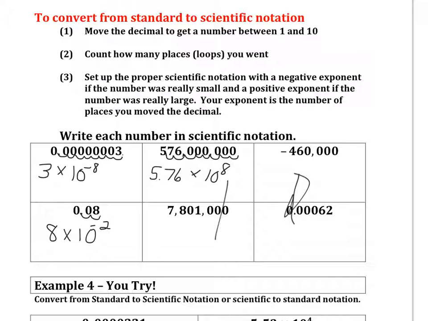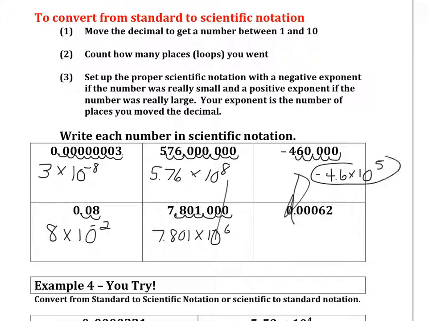Next one, the number is going to be between 1 and 10, so I'm not going to have 78, I'm not going to have 780, I'm going to have 7.801, and I'm going to use all the digits that are not 0, times 10 to the positive 6 because it's a really big number. On the next one, I'm going to have my decimal in between the 4 and the 6, 1, 2, 3, 4, 5. So I'm going to have 4.6 times 10 to the positive 5th, and it just happened to be a negative number, so it's negative out front.